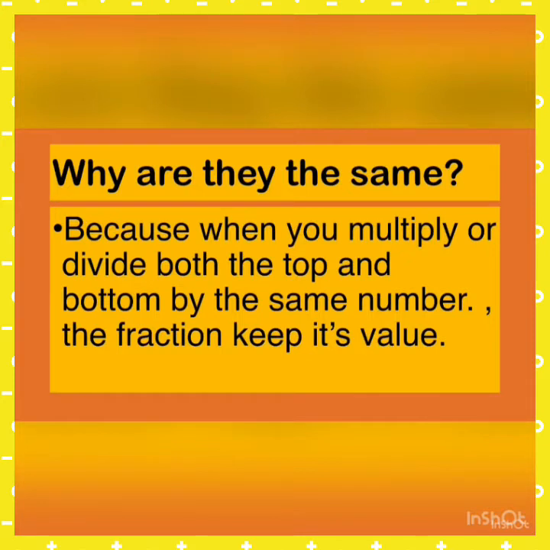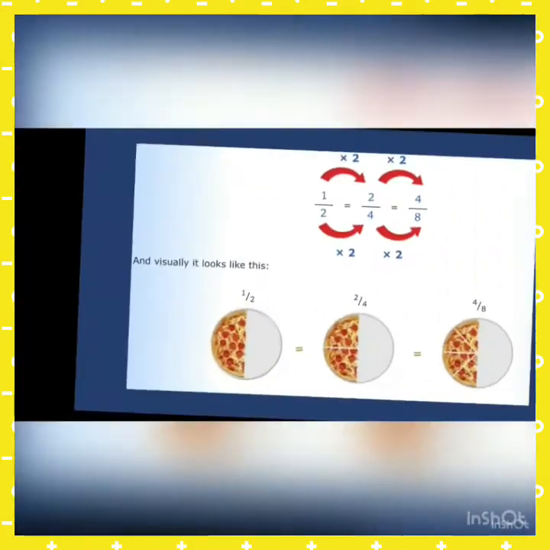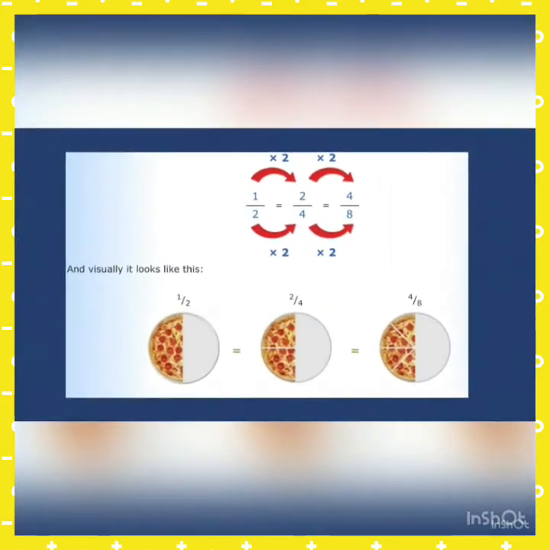It is because when you multiply or divide both the top and bottom by the same number, the fraction keeps its value. Look at this example. When you multiply 1/2 by 2/2, you will get 2/4. And again if you multiply it by 2/2, you will get 4/8. So here 1/2, 2/4 and 4/8 are equivalent fractions.